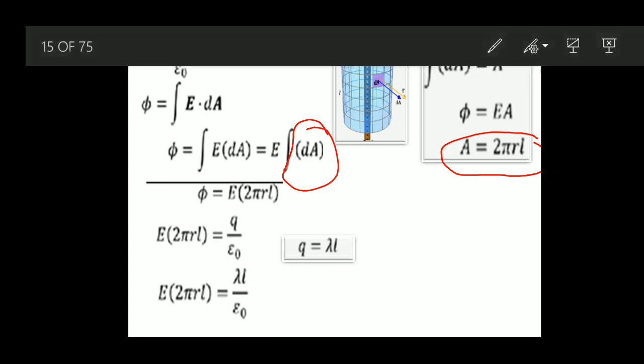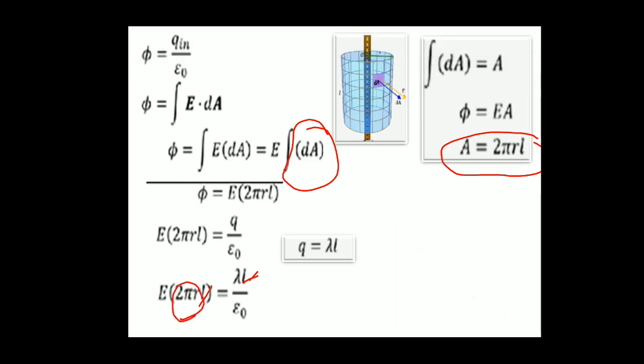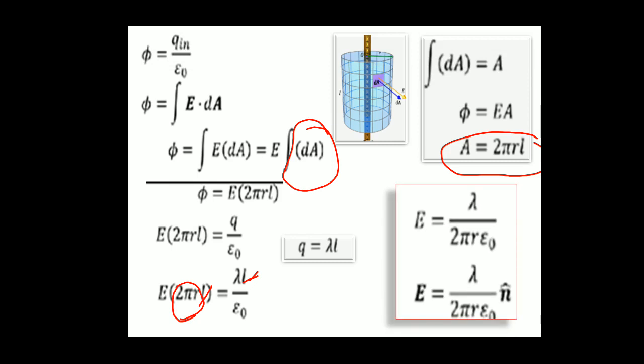Now if you take this equation, this L and this L both will get cancelled. So what is the expression for E? E is equal to lambda by epsilon naught. This 2 pi r will come on the other side. If it comes on the other side, you may have E is equal to lambda by 2 pi epsilon naught r. And the next line is given with the vector notation.